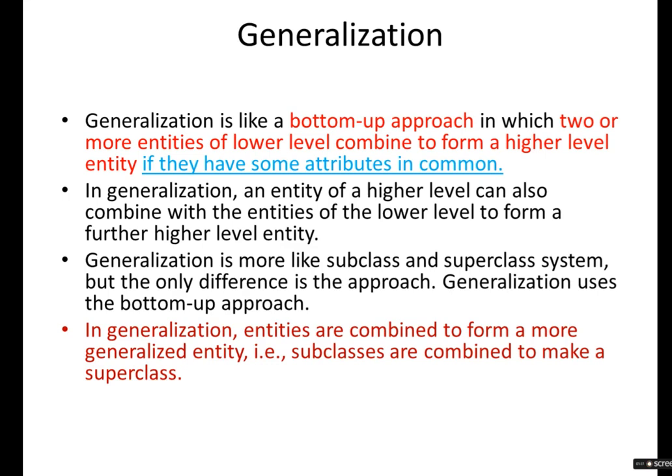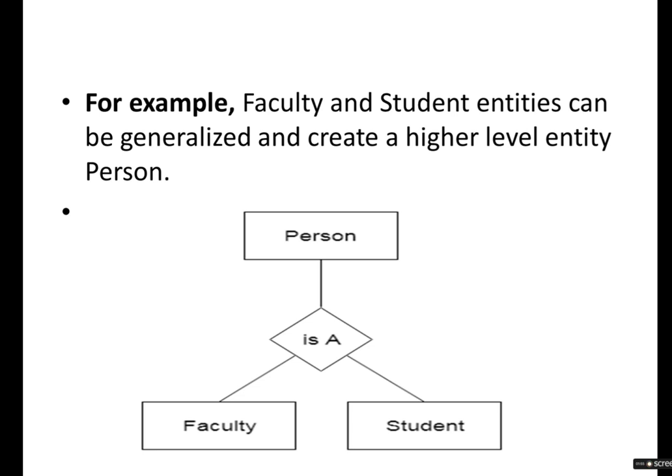which is called generalization. In generalization, an entity at a higher level can also combine with an entity of the lower level to form a further higher level entity. That's why it's called a bottom-up approach. Generalization is more like a subclass and superclass system, but the only difference is the approach. Generalization uses the bottom-up approach. In generalization, entities are combined to form a more generalized entity, that is, subclasses are combined to make a superclass.